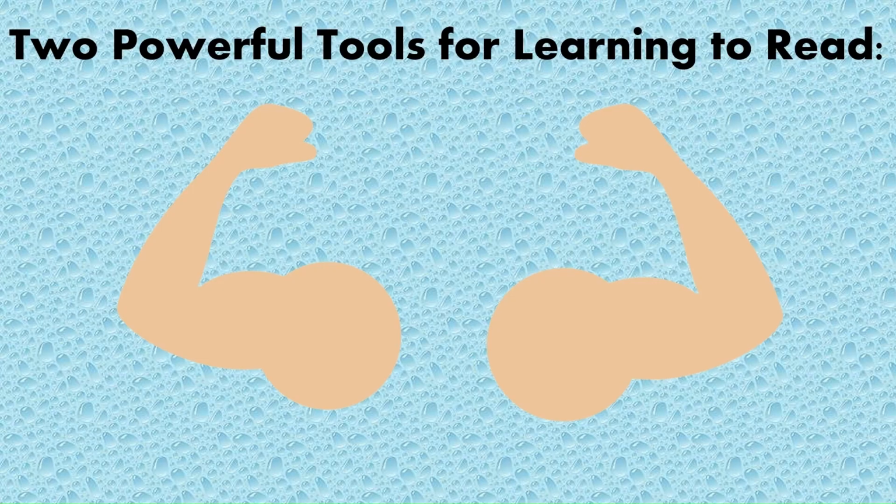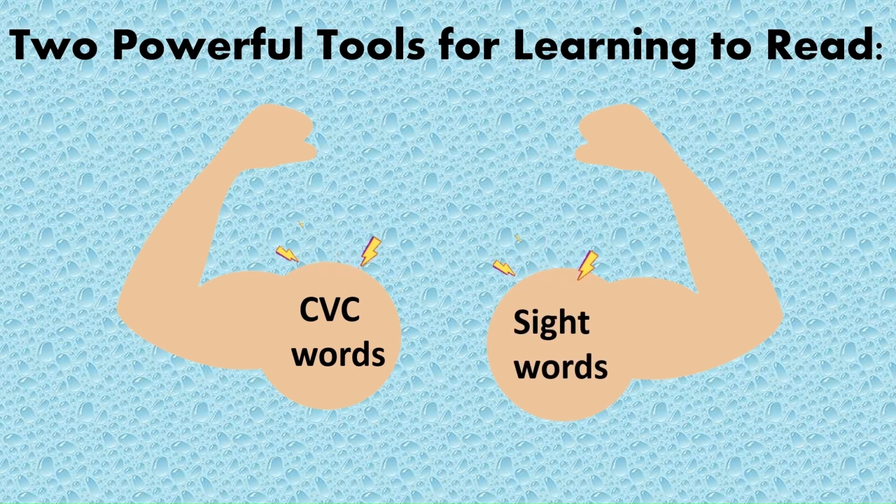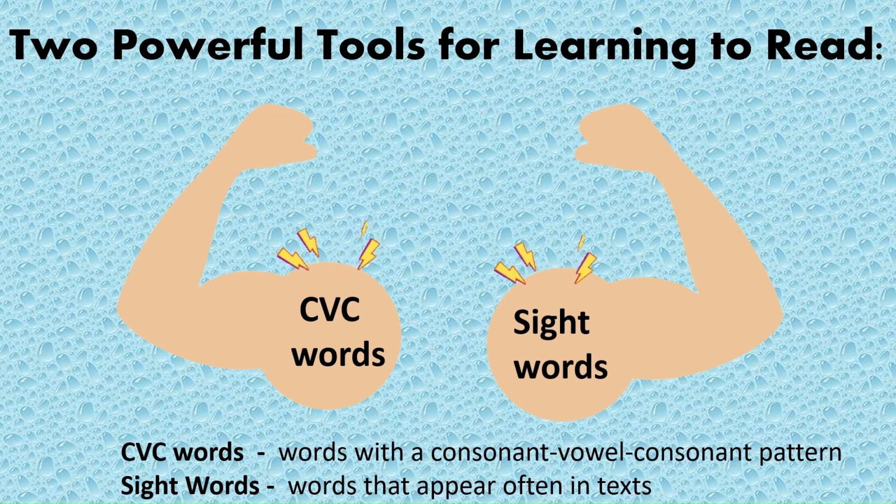Z. Now that we reviewed the letter sounds, let's look at two powerful tools for learning to read. CVC words and sight words. Practicing both will make you a faster and a more fluent reader in a short time.